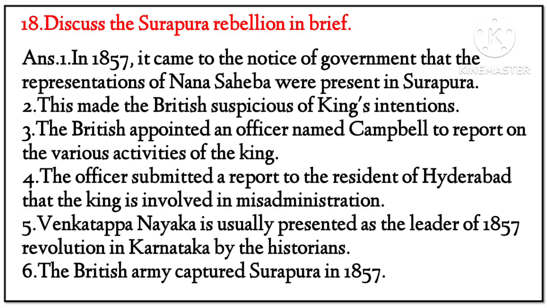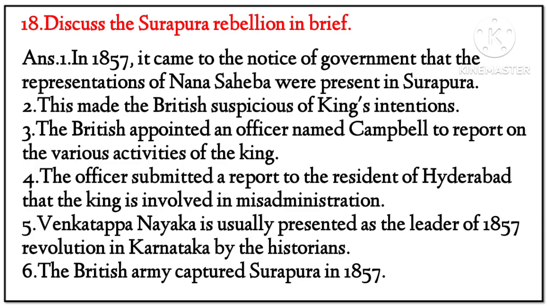Our next question is 18. Discuss the Surpur rebellion in brief. Our answer. In 1857, it came to the notice of the government that representatives of Nana Sahib were present in Surpur. This made the British suspicious of the King's intentions. The British appointed an officer named Campbell to report on the various activities of the King. The officer submitted the report to the resident of Hyderabad that the King was involved in misadministration.